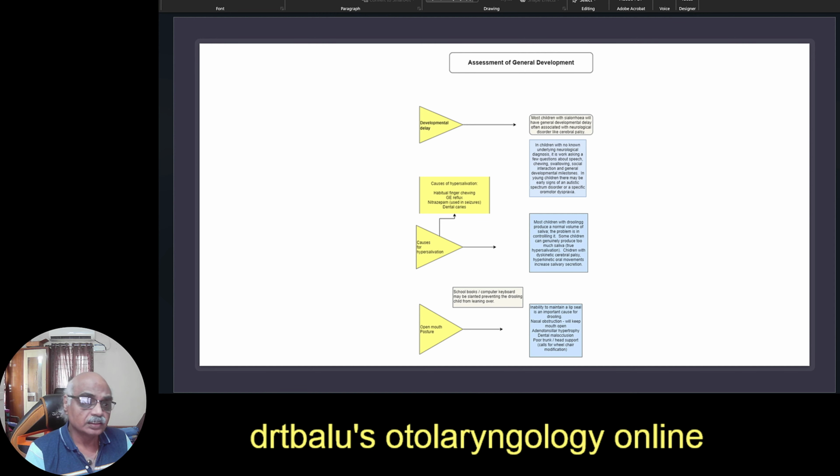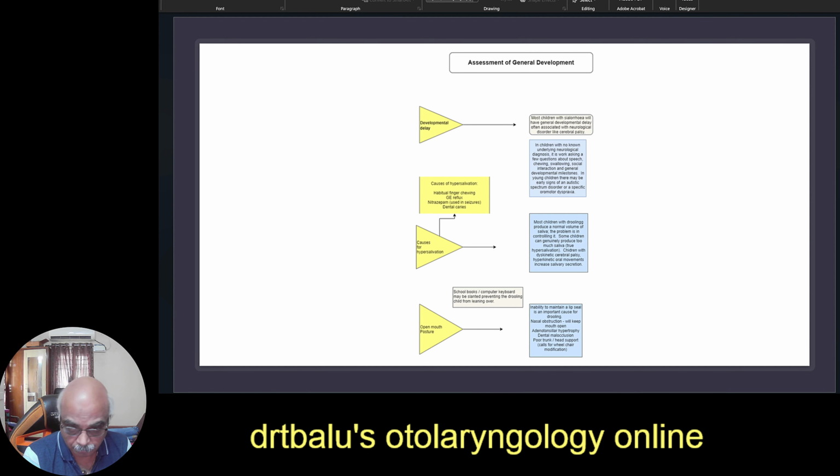In young children, drooling can actually be an early sign of autistic spectrum. This should always be borne in mind. Drooling in a young child could be an early sign of autistic spectrum, or it could be an early sign of oromotor dyspraxia.